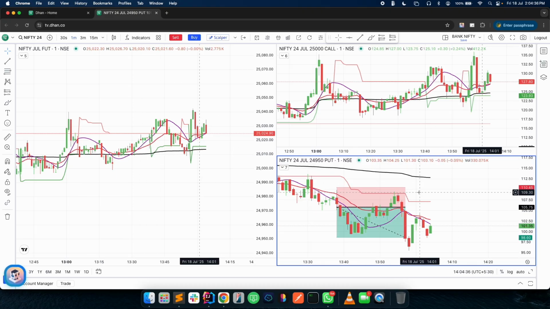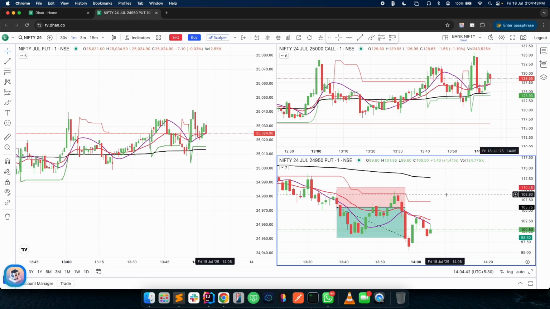With that being said, we will wind up for today. Two trades for today, that is 18th July. Both achieved our target at 1:1.5.